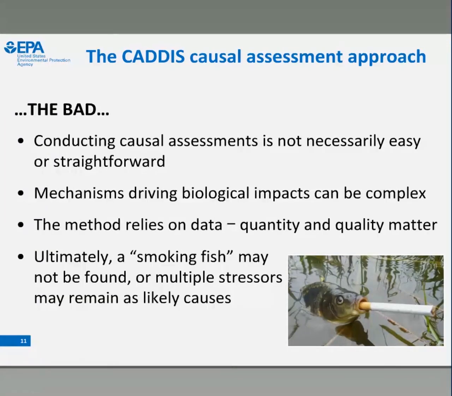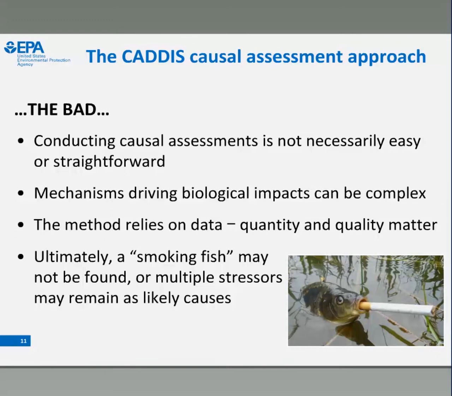However, there are also some downsides to the CADDIS causal assessment approach. These assessments are not always or not even usually easy or straightforward. There can be lots of potential causes to consider, some of which you may not even have on your radar at the outset. The mechanisms driving biological impacts can be complex, and so causal assessment can get complicated quickly. The approach relies on data, so both data quantity and quality are important. Often data are limited, particularly when you're looking across many potential causes.